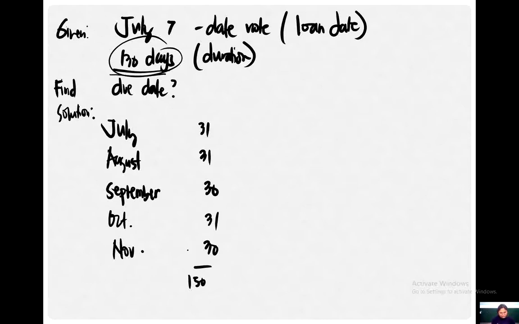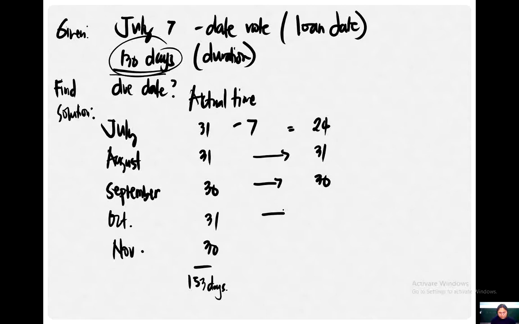Again, let us check. 153. Okay. So July, it started July 7. So we just have to subtract. Again, let's label this actual time. So 31 minus 7, we have 24. Let's copy 31, 30, 31. So let's try muna until October 31. Then let's add them together. 24 plus 31 plus 30 plus 31. So we have 116. Still not 130 days.